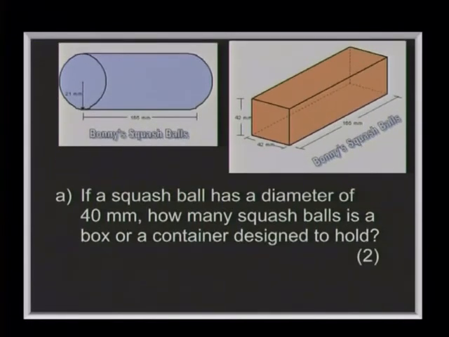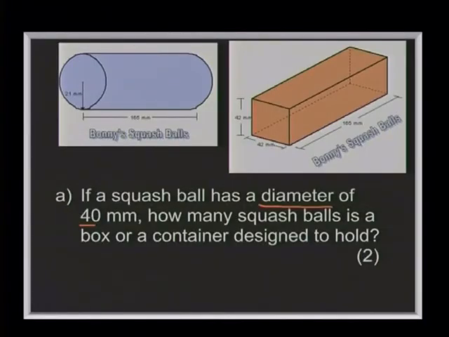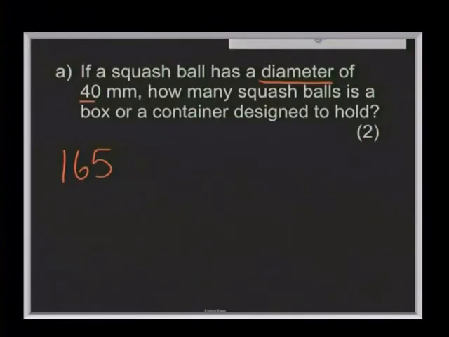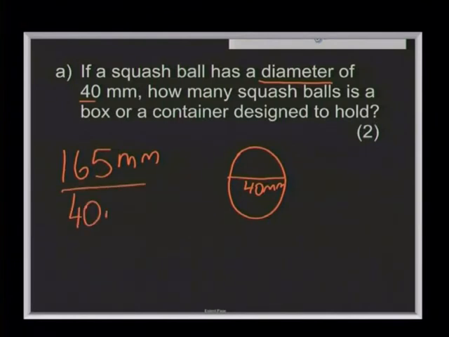Now let's read the question. If a squash ball has a diameter, what was a diameter? A diameter was from one side of the circle to the other side of the circle, passing through the center. Has a diameter of 40 millimeters, how many squash balls is a box or a container designed to hold? Now, my box or my container has the same length. So we need to do this calculation once. So we're going to take our length of both shapes are the same, 165 millimeters. Our squash balls are 40 millimeters in diameter, which basically means that it is 40 millimeters right through. So we only need 40 millimeters. We're going to divide 165 by 40 millimeters.